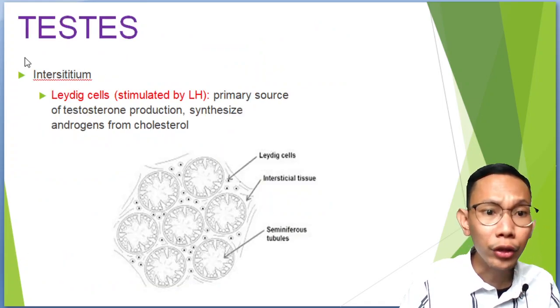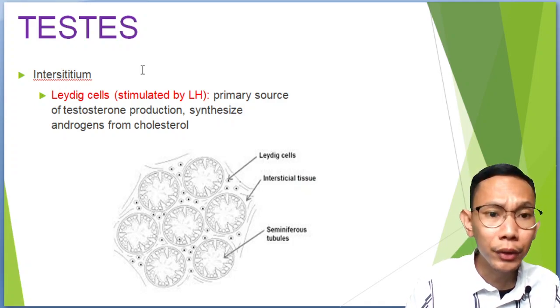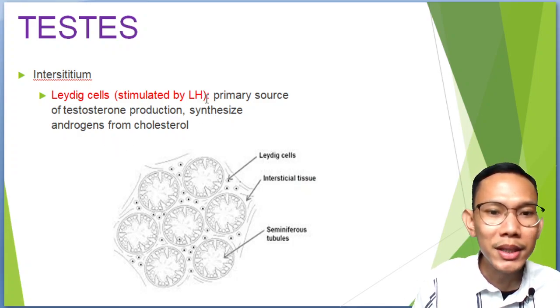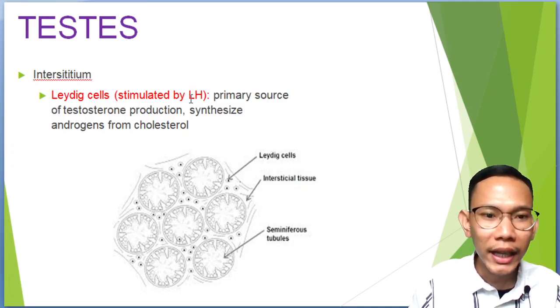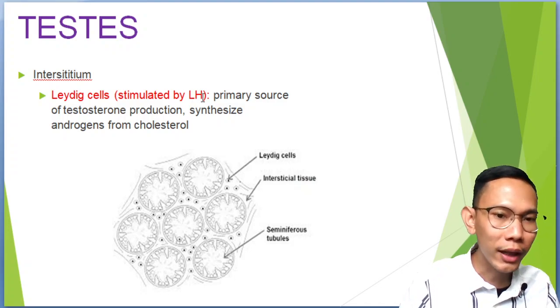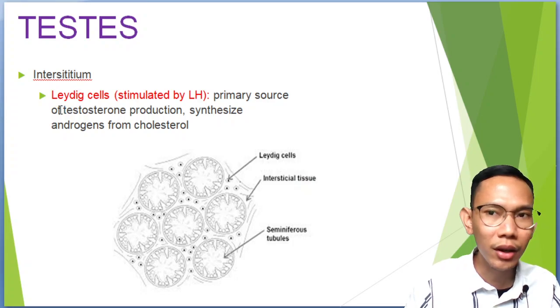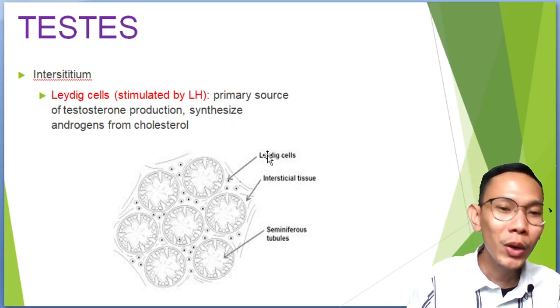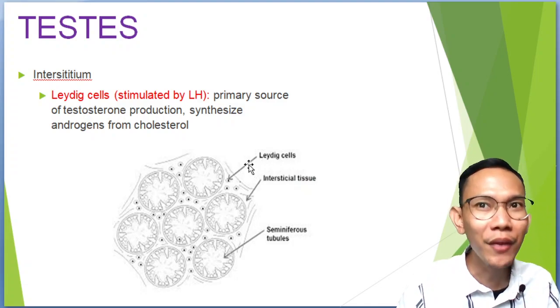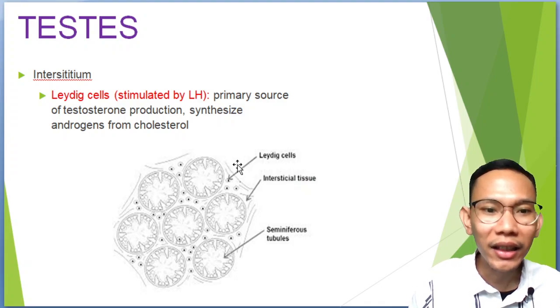So in your testis, in the interstitium, outside your seminiferous tubule, meron tayong Leydig cells. Your Leydig cells will be stimulated by your LH, and are the primary source of your testosterone production, synthesizing androgen from your cholesterol. So in short, your Leydig cells will be stimulated by LH, producing now your testosterone. So clue word natin yan: LH, Leydig cells, testosterone. Your Sertoli cells will be stimulated by your FSH. FSH, Sertoli; Leydig, LH.